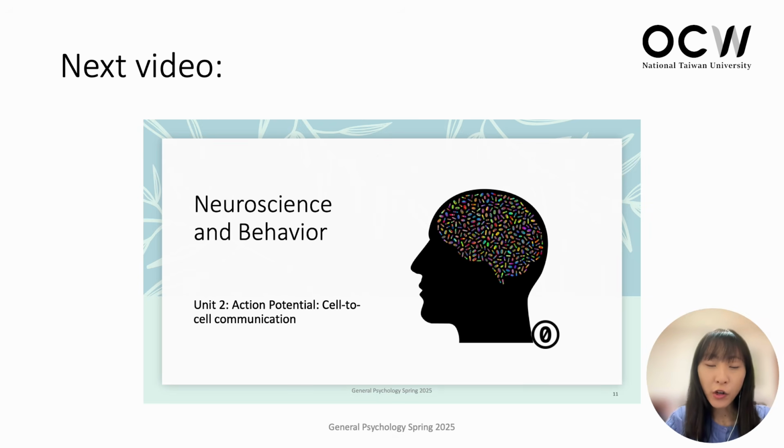So this video talked about the basic parts of a neuron. In our next video, we will talk about the action potential, so how one cell communicates with the other.